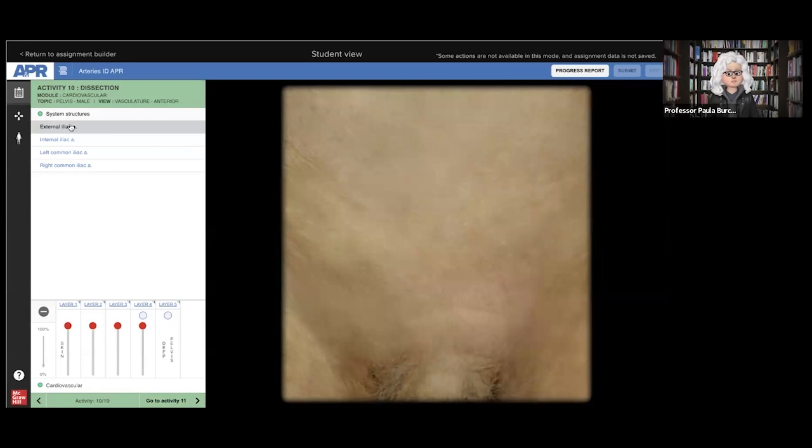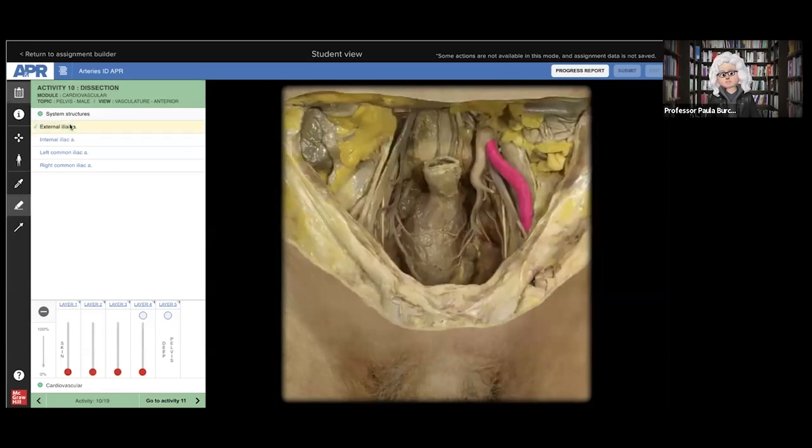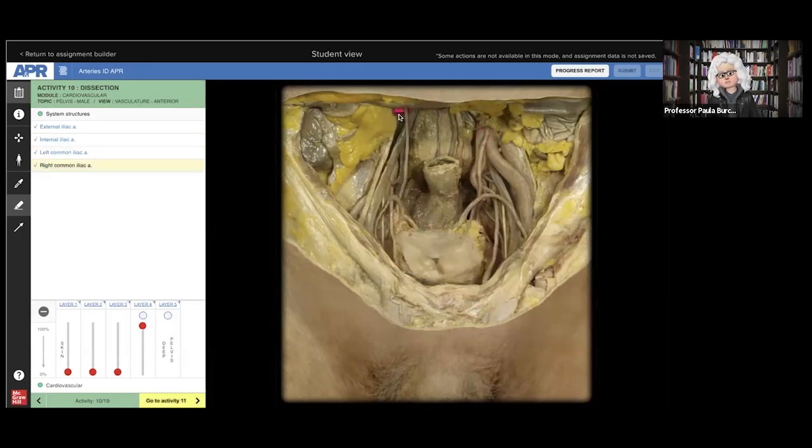So the male, we're looking at the same thing. There's the external there. You can see here, this would be the internal on the left side. This here is the common iliac. This is the left one, and then if we look right here, that's going to be the right one, right in here, where it's been cut.